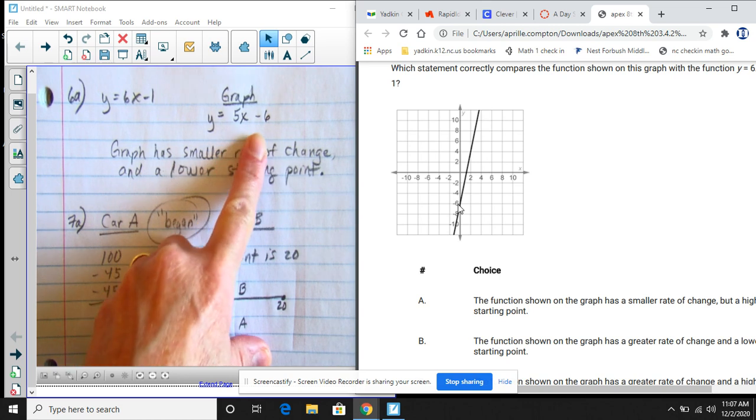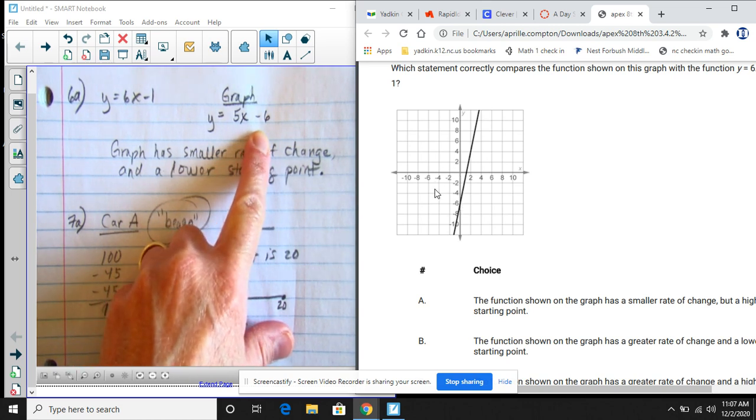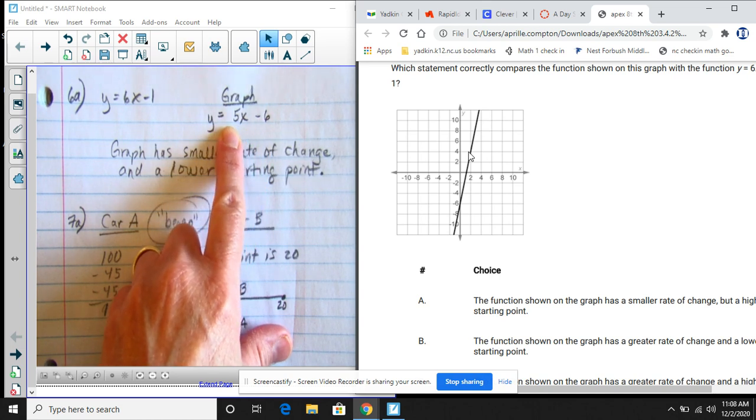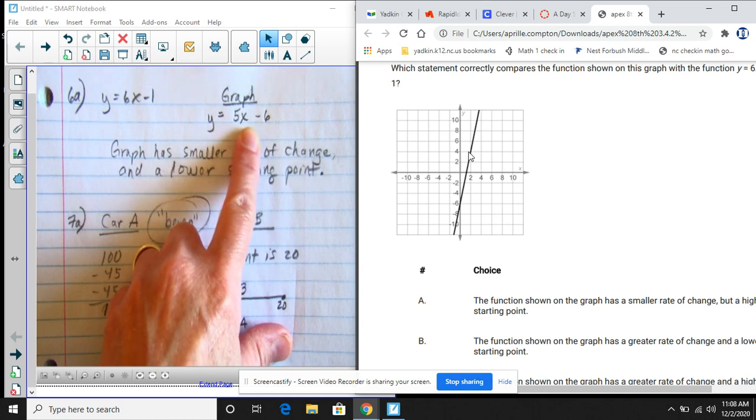The y-intercept is 6 right here. The slope, this graph goes by 2, so I counted up 2, 4, 6, 8, 10. And over 2, 10 over 2 gives you a slope of 5. So that's the equation for this.